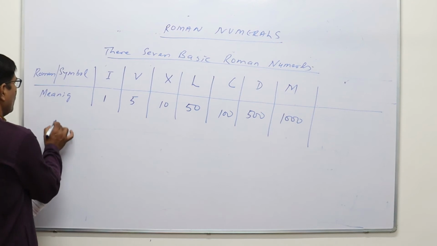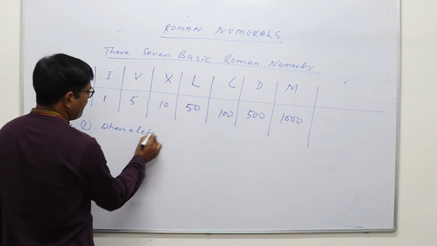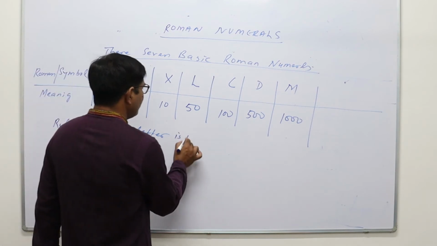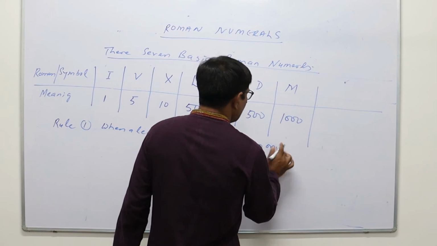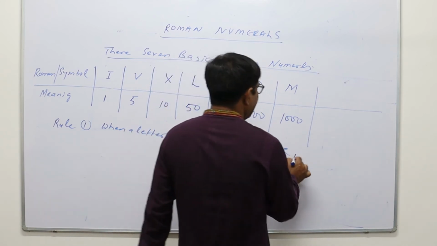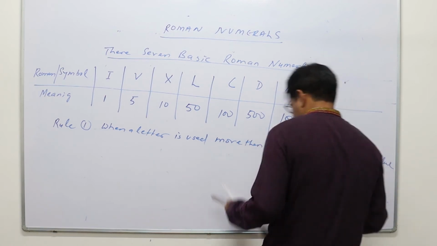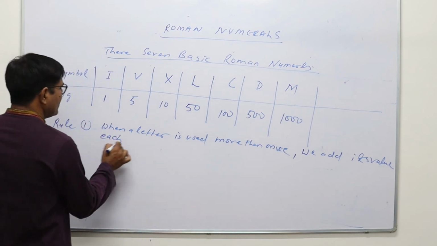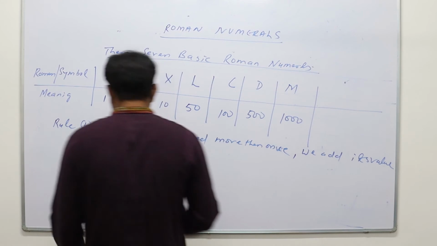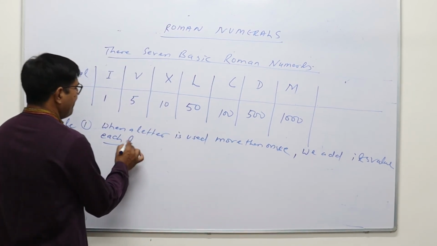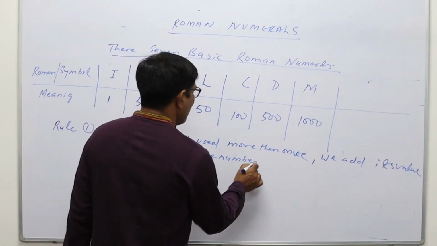So the first rule: when a letter is used more than once, we add its value each time to get the number.